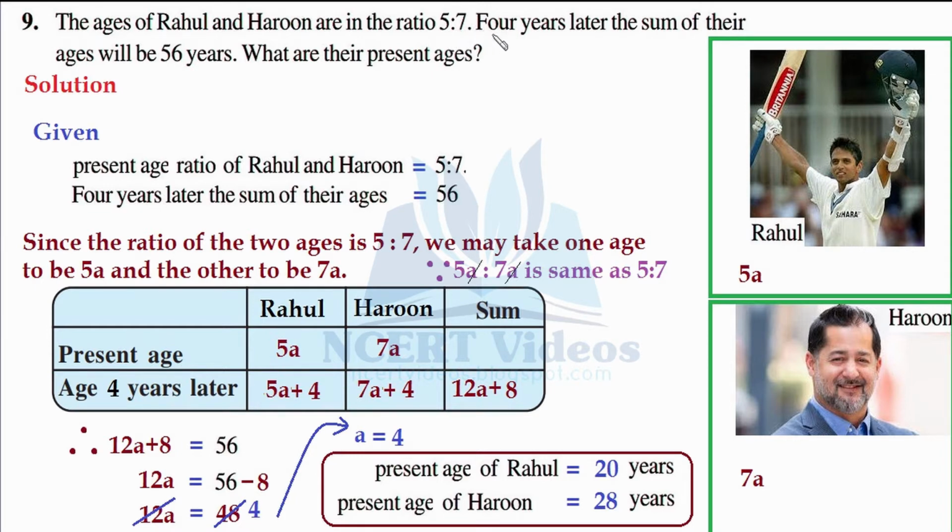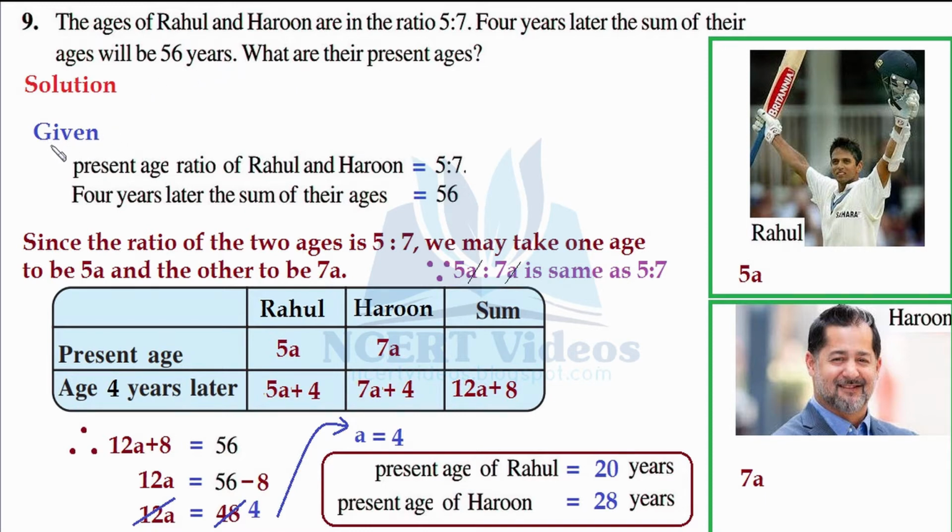And we have another statement: 4 years later, that is, whatever the current year is, if we add 4 to it, that particular situation is told to us. And it says the sum of their ages at that time, after 4 years, would be 56 years. And again, we have to find their present ages. So we understood that two conditions are given in this question, that is, the present age ratio and the sum of ages after 4 years. So with this information, let's dive into the solution.